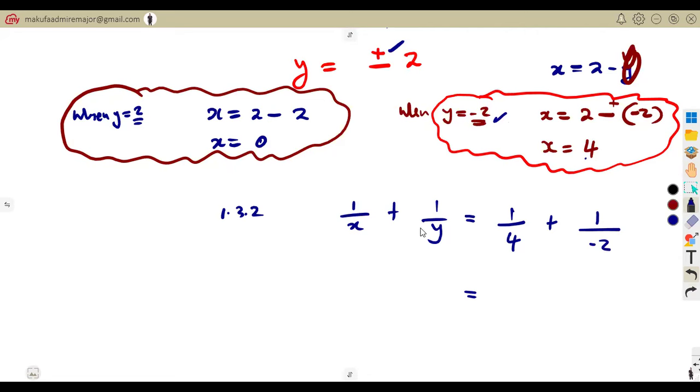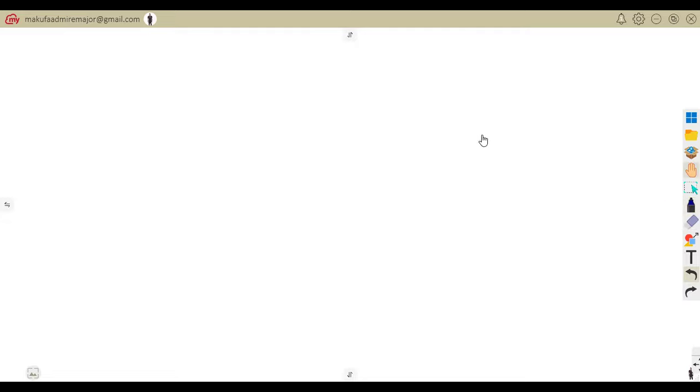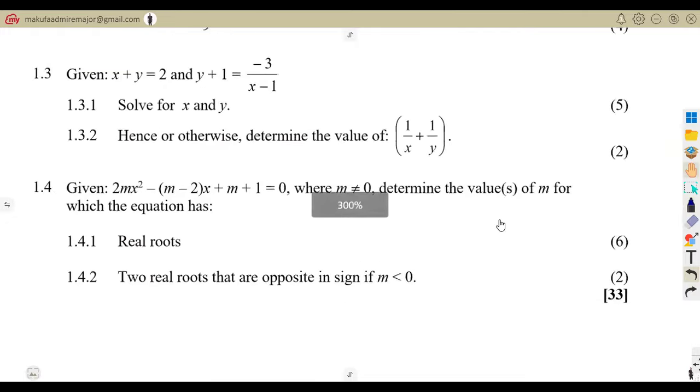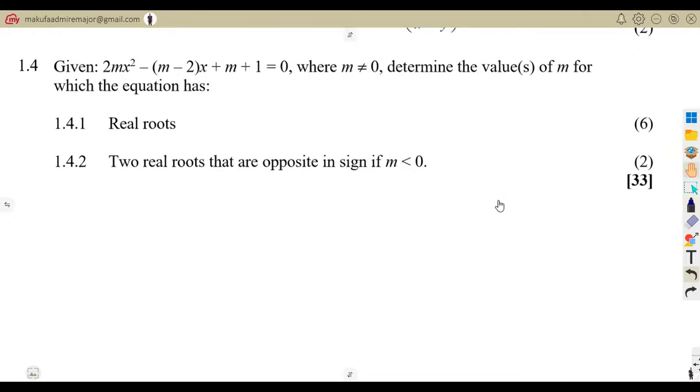So guys, this is just a straightforward substitution on your calculator as it is. That was going to give you minus 1 over 4. Do not waste much of your time there. Just use your calculator directly. So this is how these questions sometimes might be given.